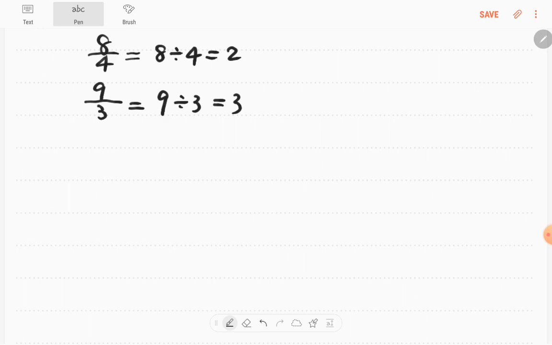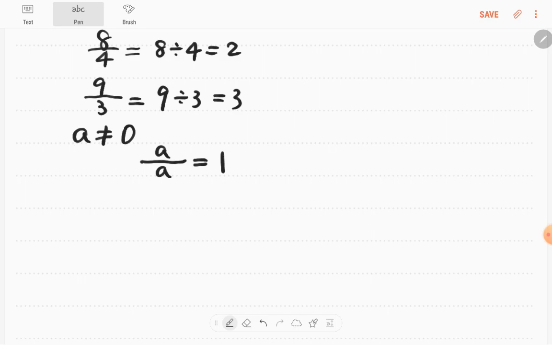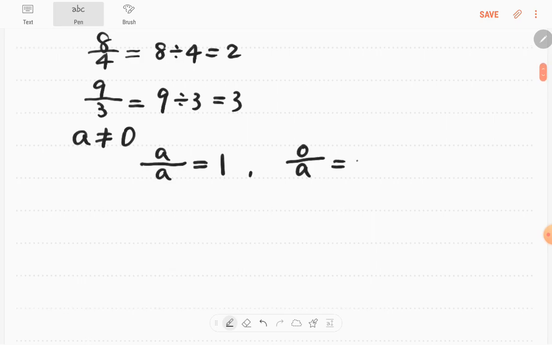Okay, first, let's define A as a number not equal to 0. Then we can have these properties. A over A is equal to 1. And 0 over A is equal to 0. A over 1 is A. And A over 0 is undefined.